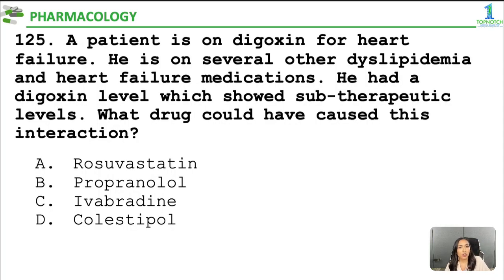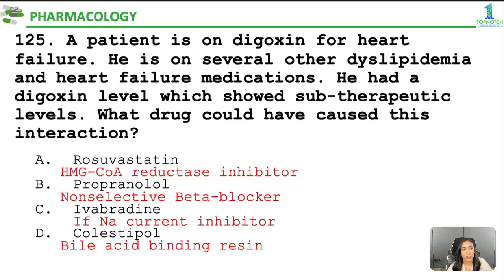A patient is on digoxin for heart failure. He is on several other dyslipidemia and heart failure medications. He had a digoxin level which showed subtherapeutic levels. What drug could have caused this interaction? Let's look at the choices.